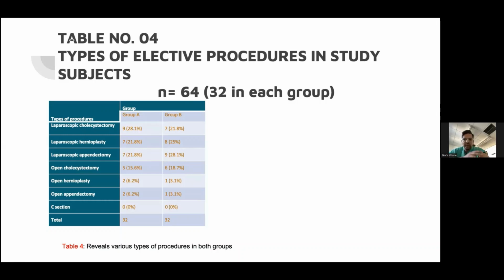So in total, we had 32 elective surgeries in group A and 32 elective surgeries in group B. So there is quite a similar number of cases in each group. This table reveals various types of procedures in both groups. Next slide, please.